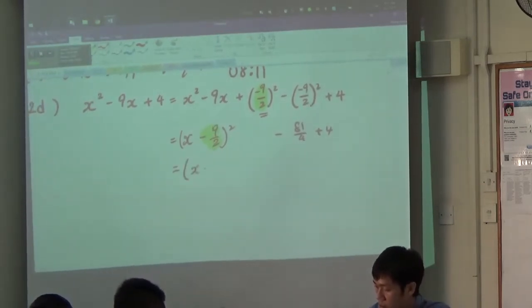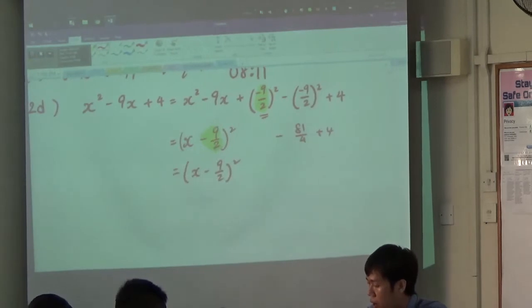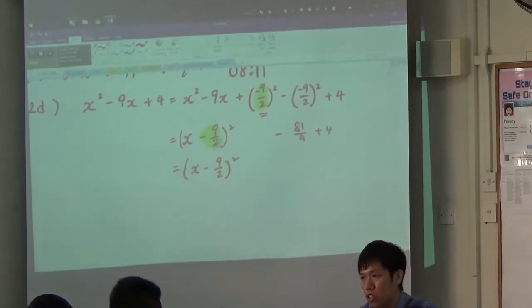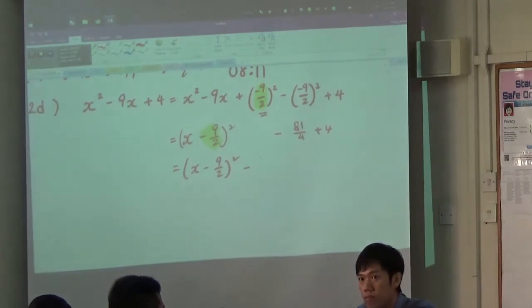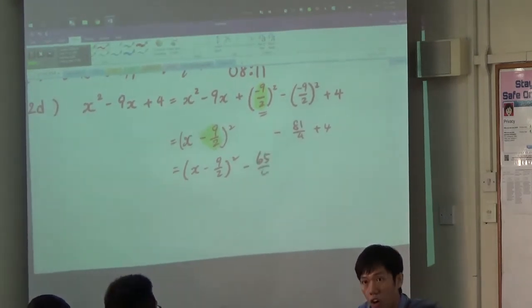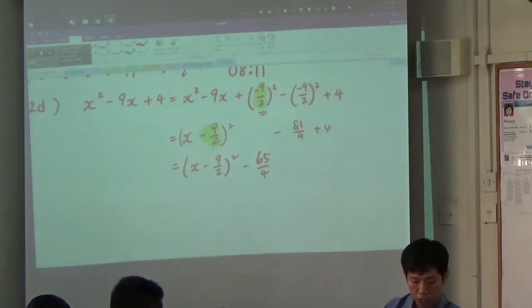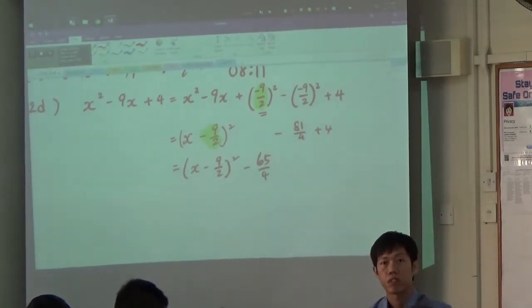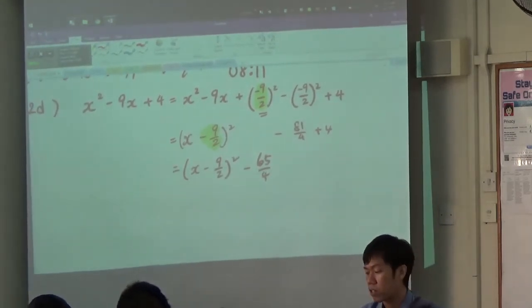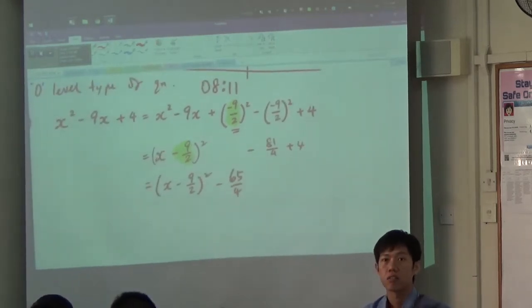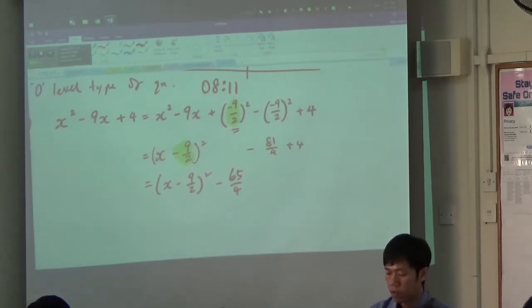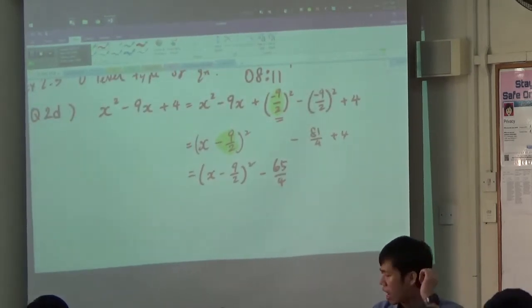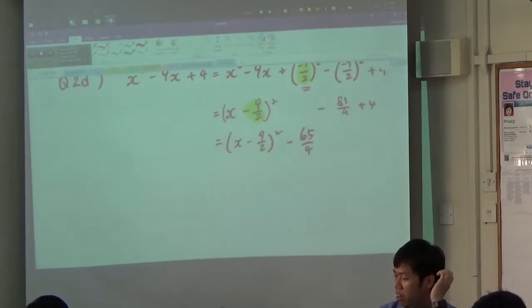So from here on, x minus 9 over 2 squared. 4 minus 81 over 4, how much is that? 65 over 4. Okay, so you should have checked your answer and it should be correct. Are the steps complicated? Can you handle it? Okay, very good.